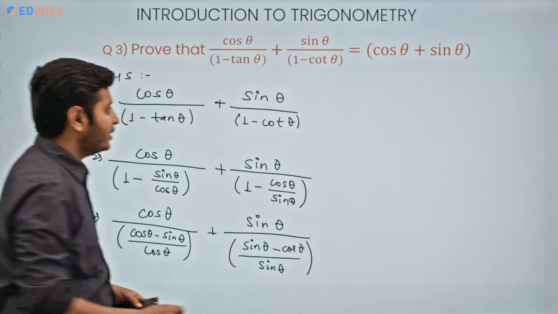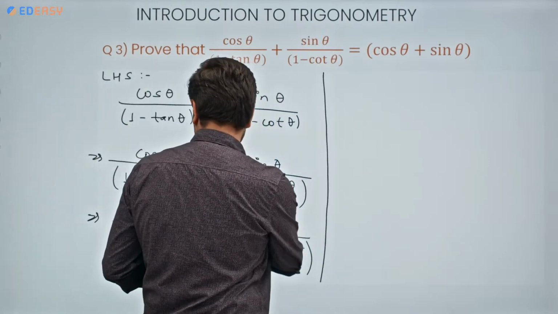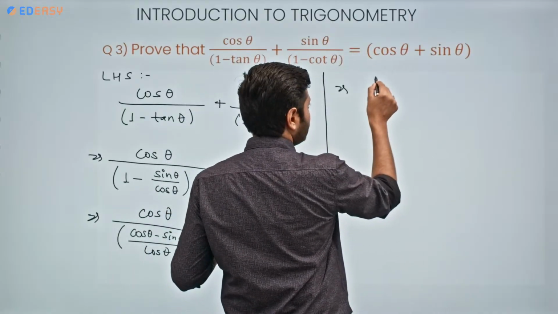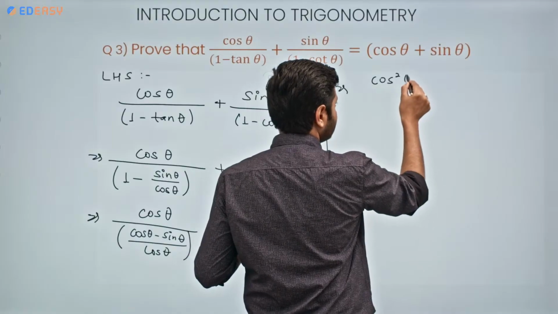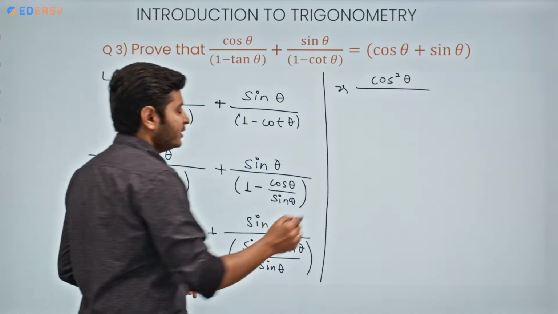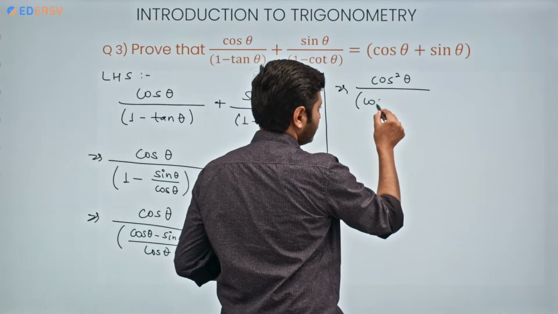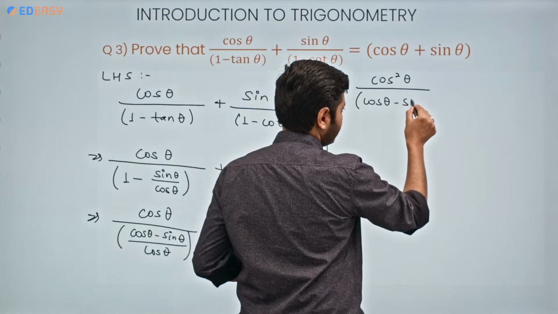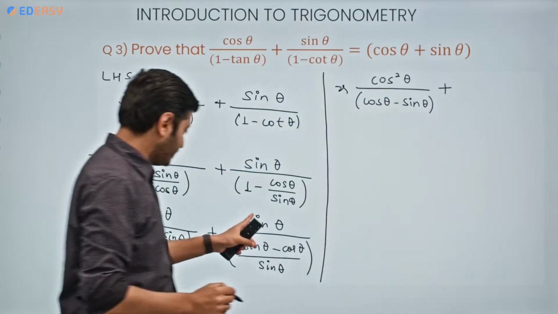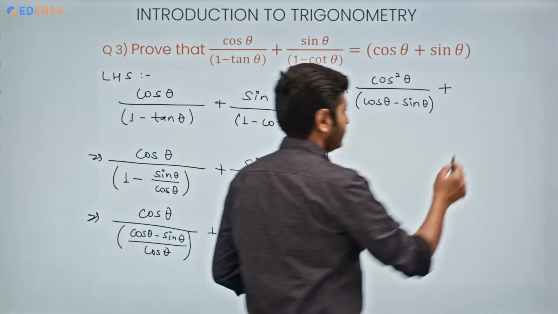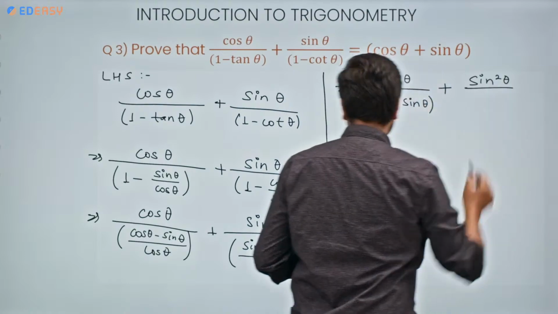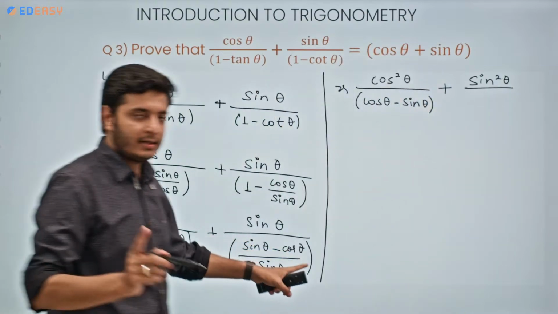So the equation will become cos theta into cos theta, which gives us cos square theta, divided by cos theta minus sine theta as it is, plus sine theta into sine theta, sine square theta, divided by sine theta minus cos theta.